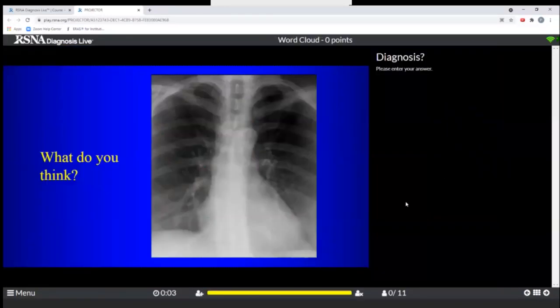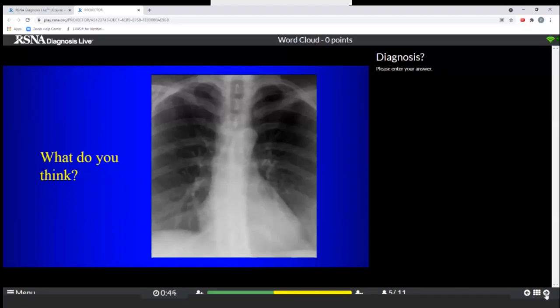Okay, so here's our next case. We have a chest radiograph in this patient who has some shortness of breath. So looking at that chest radiograph, what might you suggest as the diagnosis here? Okay, we'll give you a few more seconds, 5 more seconds there. 5, 4, 3, 2, 1.